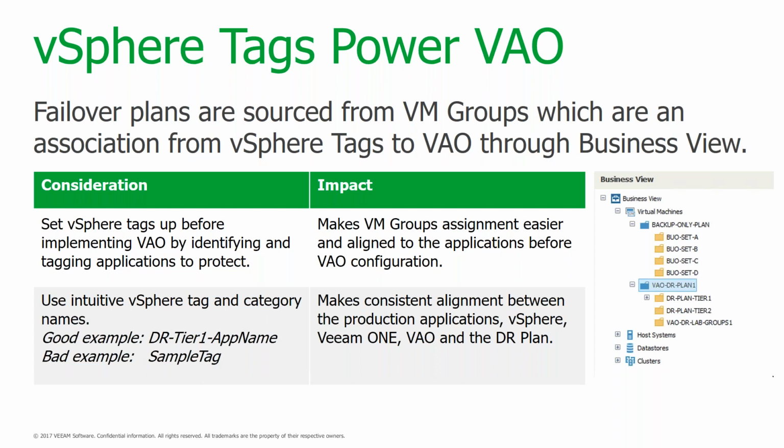So I might need to tag what's regulatory and what's not. Now, the key thing when thinking about VM tags is to be intuitive, right? A great example is DR Tier 1 app name. So I clearly know this is the DR of a Tier 1 app, and I know what application it is. And a bad example is sample tag. I'll show you some of the tags I have set up in VAO later. Some are great, some are not so great.